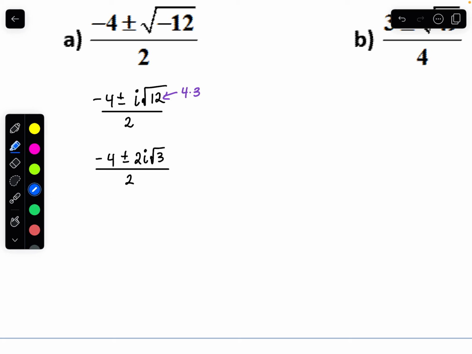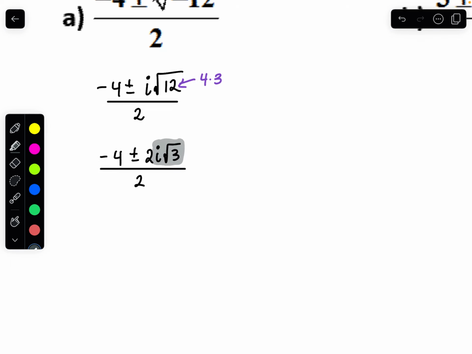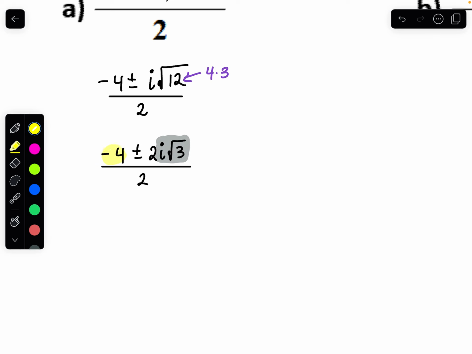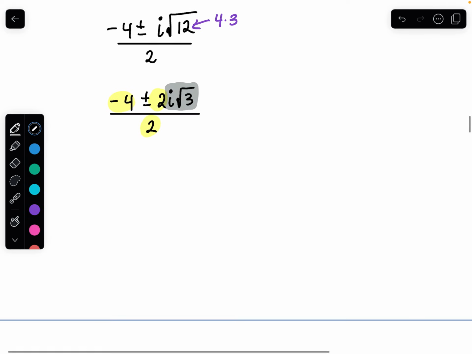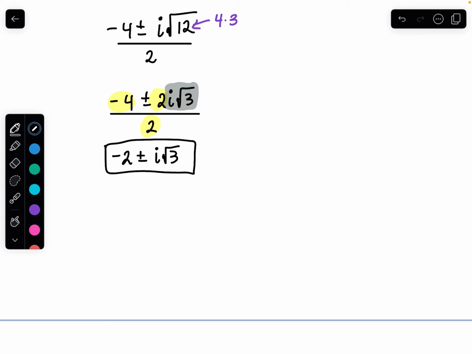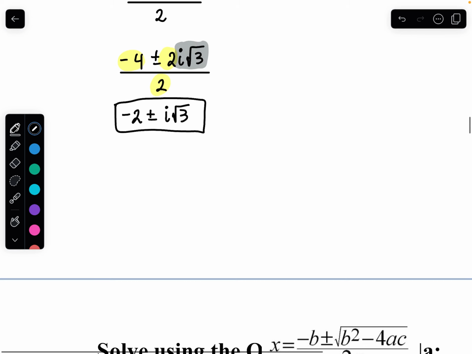Now treat this i and this square root of 3 kind of like a variable. It can't interact with anybody else, but these numbers here, this -4 and 2, can be divided by this 2, and we need to do that. So -4 divided by 2 is -2. 2 divided by 2 is just 1, so we'll leave it invisible for our final answer. Remember, we're getting 2 solutions out of this. One solution would be -2 minus i square root of 3. And then the other solution would be -2 plus i square root of 3.